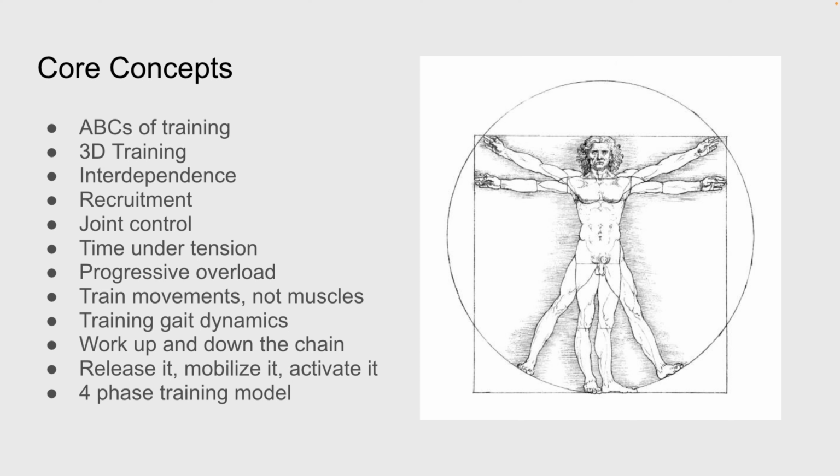We want to work up and down the kinetic chain or the mechanical chain, and we're going to talk a lot about that. This is how we find issues either in posture or movement, and we go in and address those issues. And that's by going through a really simple process of releasing it, mobilizing it, and activating it. And there's a secret 4th step, which is reintegration. And then we're going to go through the 4-phase training model, and we're going to talk about how you structure training from a daily basis all the way up to a macro cycle level.